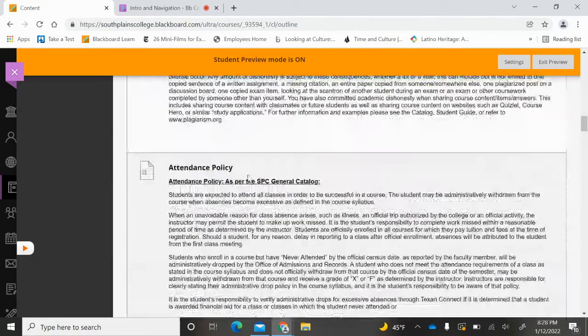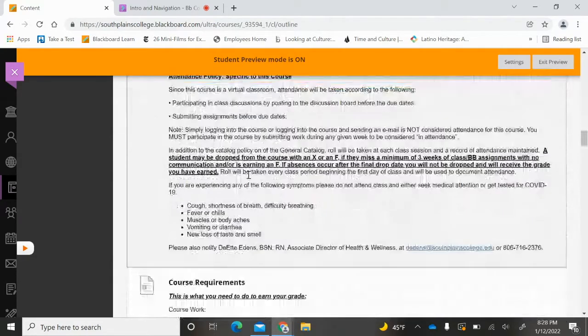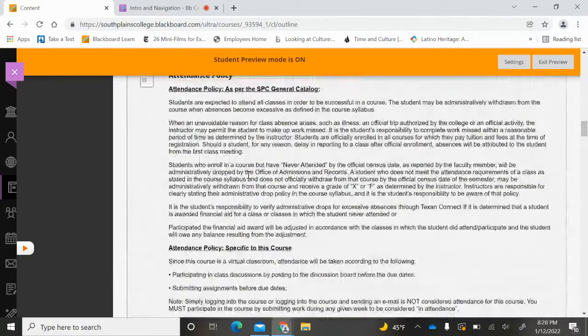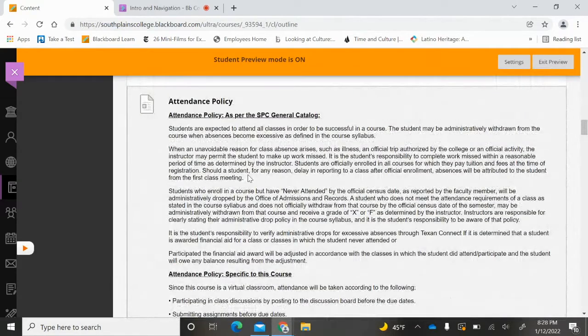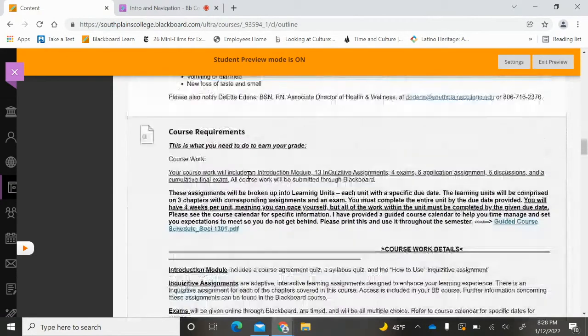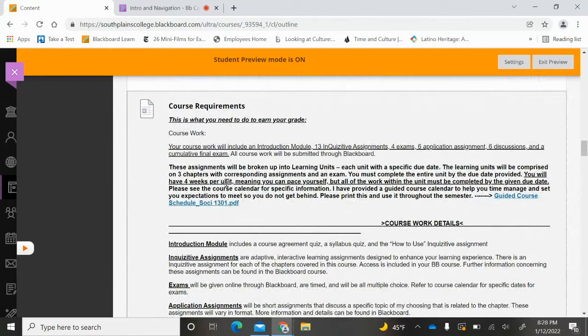Okay. Attendance policy, very important. Attendance is mostly taken through participation when it is an online class. So if you're not doing your work, I'm not considering you to be in attendance, okay? Attendance is not just logging into Blackboard. It's actually submitting and participating in work, all right? Course requirements. So this is a big deal. This kind of tells you your coursework and what it looks like, okay?